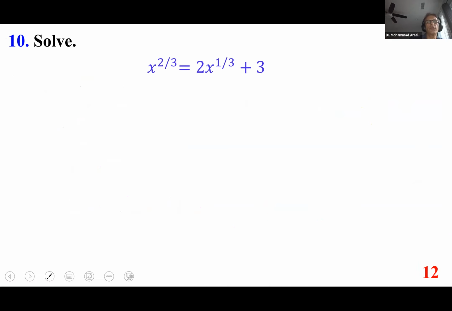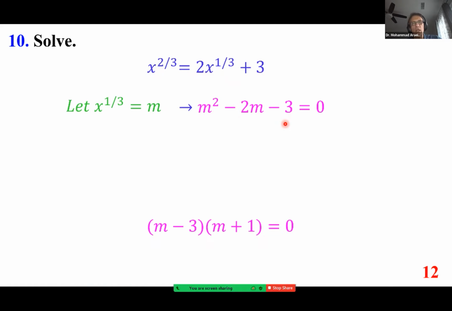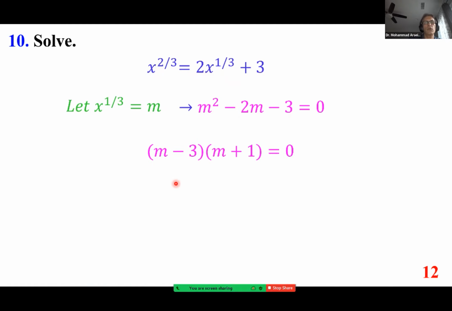Same thing happens here. If you choose x to the power of 1/3 to be any variable except x, then x to the power of 2/3 is the square of that. So if you choose that to be m, then this is m squared. So m squared equals 2m plus 3. Move everything to the left. So this is minus 2m because we moved it to the left, and 3 becomes -3. We want two numbers. The product is -3. The sum is -2. We have the following, and m is either 3 or -1.